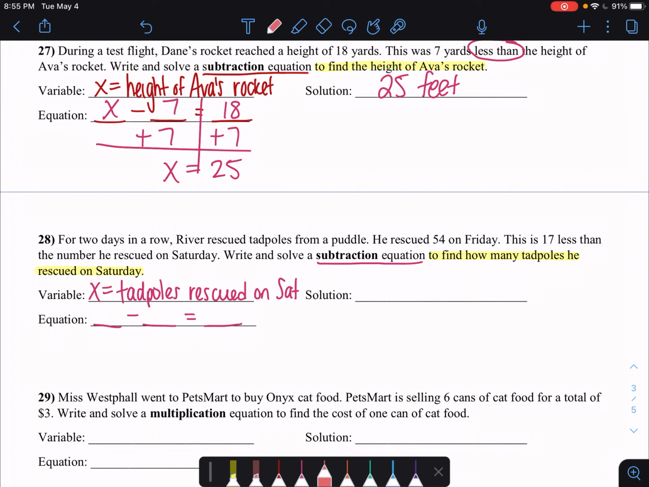So he rescued 54 on Friday. So 54 goes on the other side of my equal sign. This is 17 less than, so there's your subtraction. So minus 17. And then in my last opening, I'm going to put x. To solve, I'm going to add 17 to both sides. So x equals 71. And this is going to be 71 tadpoles.